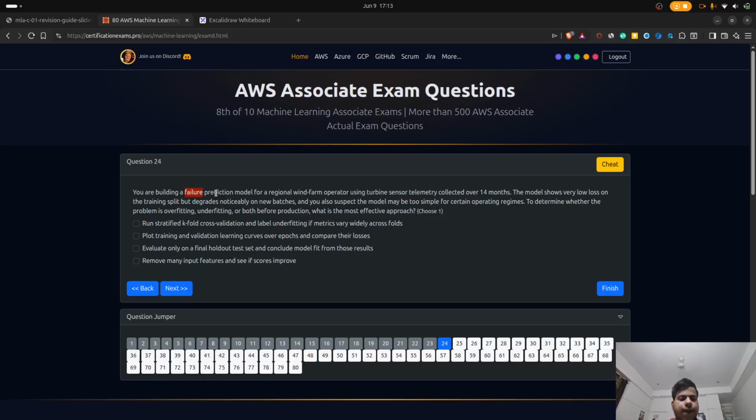We are building a failure prediction model for a regional wind farm operator using turbine telemetry collected over 14 months. The model shows very low loss on the training split but degrades noticeably on new batches. And you also suspect the model may be too simple for certain operating regimes.